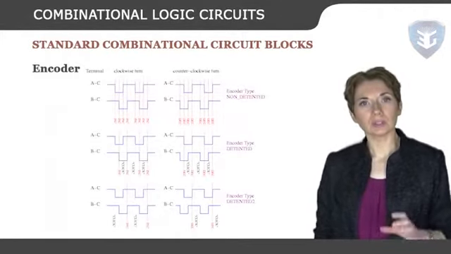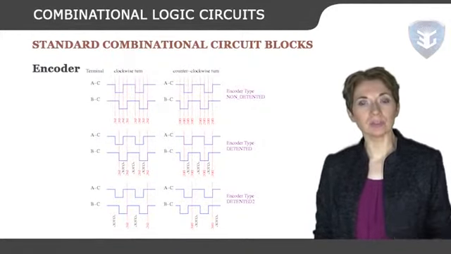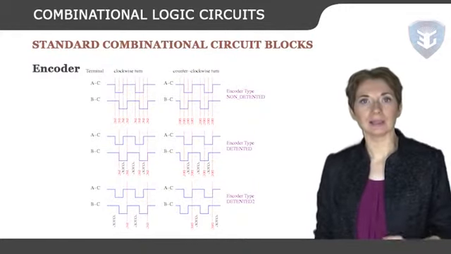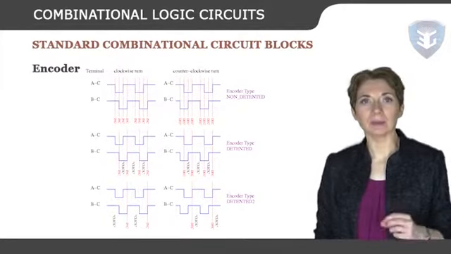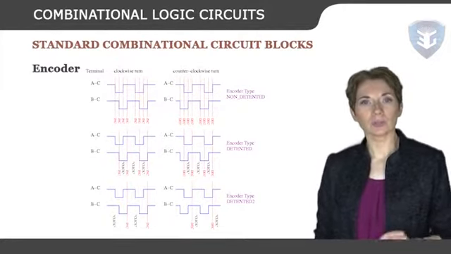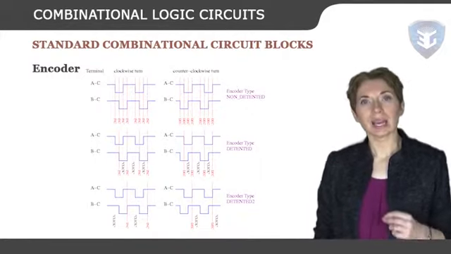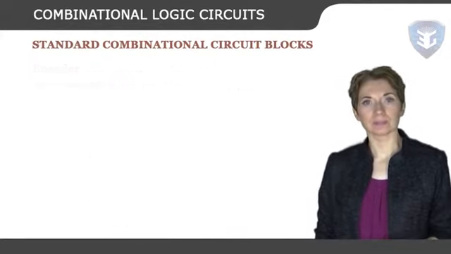Encoder. Encoder is a combinational circuit which is designed to perform the inverse operation of the decoder. An encoder has n number of input lines and m number of output lines. An encoder produces an m-bit binary code corresponding to the digital input number. The encoder accepts an n-input digital word and converts it into an m-bit another digital word.